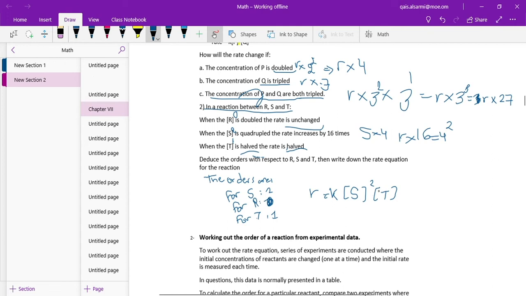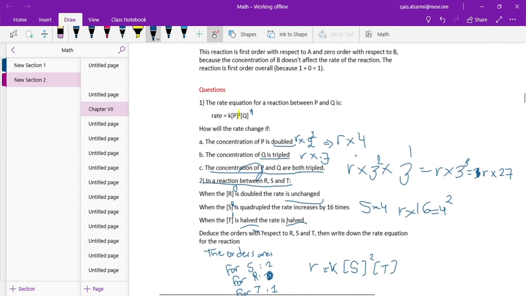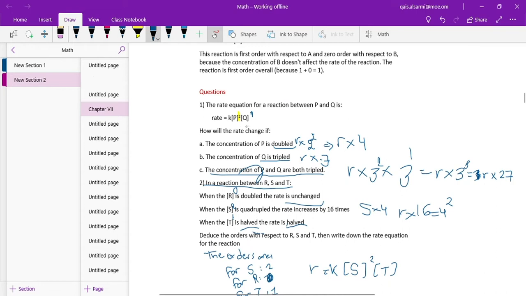S power 2 because the order of the reaction with respect to S is second order. And T power 1 because whatever applies to T is applied to the rate. When T is halved, the rate is halved. Same thing. So that's basically the information. You just need to know how to relate the effect of changing the concentration on the rate, whether it's 0, 1 or 2. That's it.